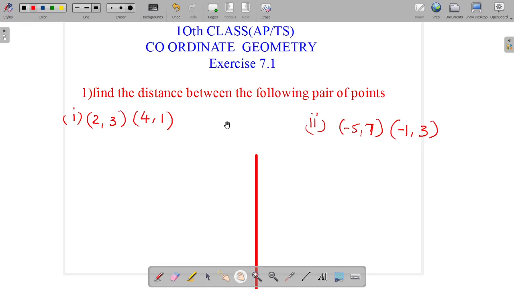Hi friends, today I am discussing 10th class mathematics, coordinate geometry chapter, exercise 7.1. Okay, go to the first question.